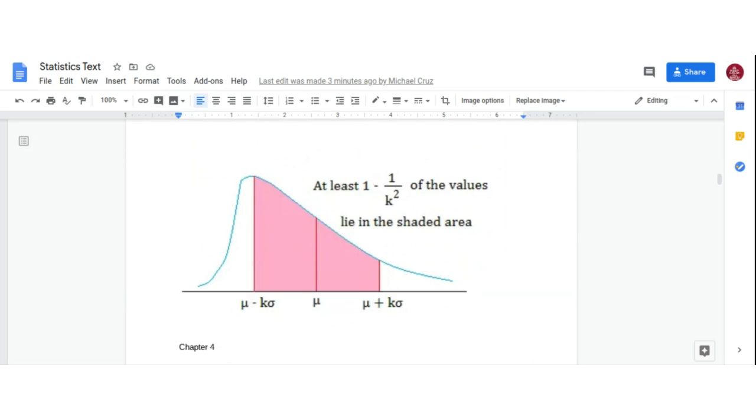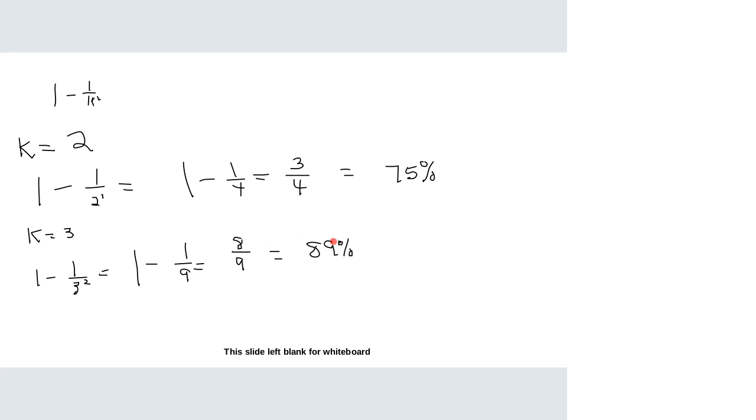So this is another example of a curve that's not normally distributed. This one is skewed to the right. And that's what Chebyshev tells you, that if K is equal to 2, you've got at least 75% of the curve underneath in that red area. And if you go out to K equal to 3, it's very close to 90, 89%.